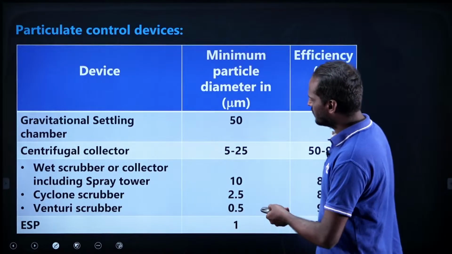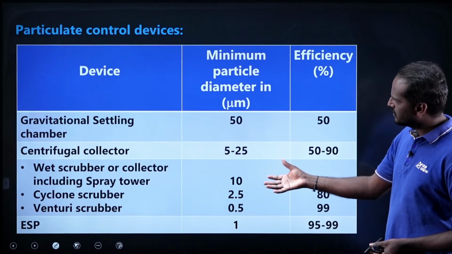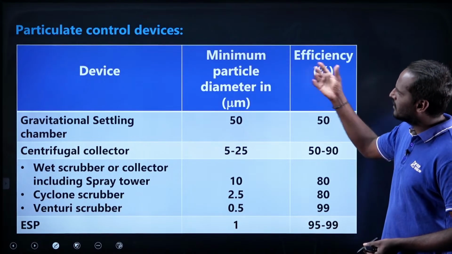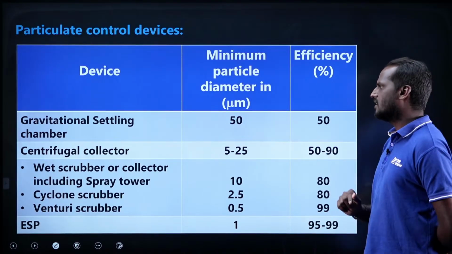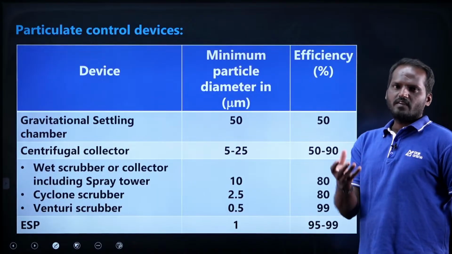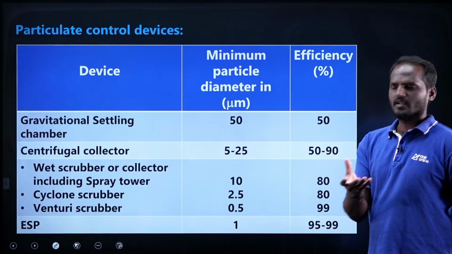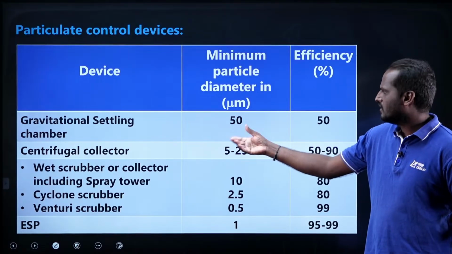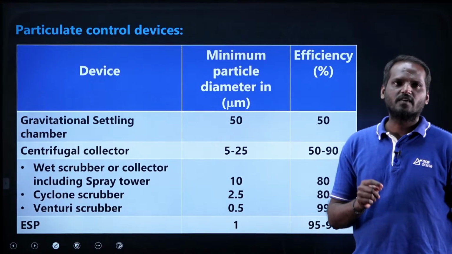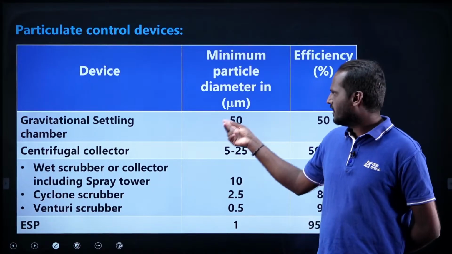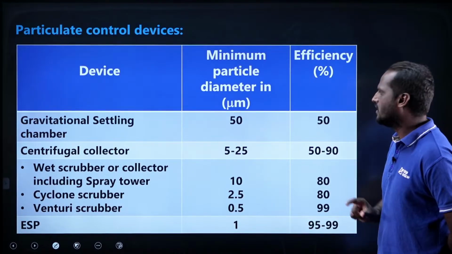Let me have a quick revision of the various particulate control devices, their minimum particle diameter removed as well as efficiency. In the gravitational settling chamber, with the help of gravity alone, particles which are heavier than the fluid can be removed. That is why the size of that impurity is larger, 50 micron size is the heavier size. The efficiency of removal is 50%.